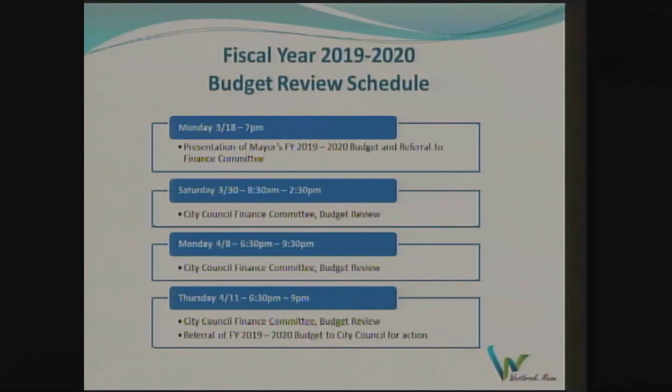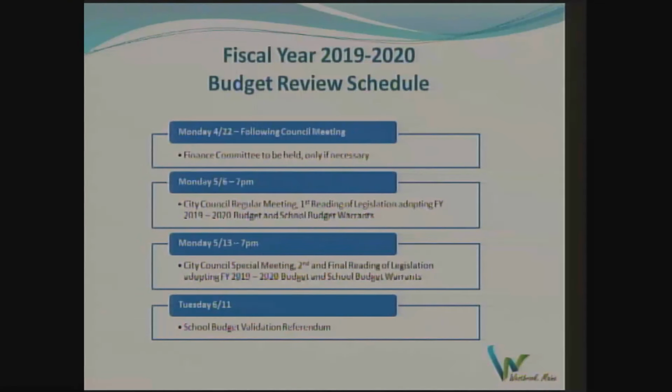Again, on Monday, April 8th, we'll have an evening budget review with the Finance Committee from 6:30 p.m. to 9:30 p.m. And on Thursday, April 11th, we will hopefully be wrapping up the process with a scheduled Finance Committee meeting from 6:30 p.m. to 9 p.m.